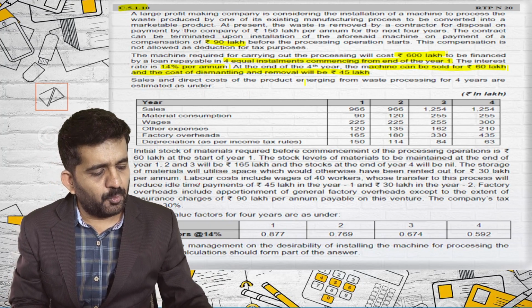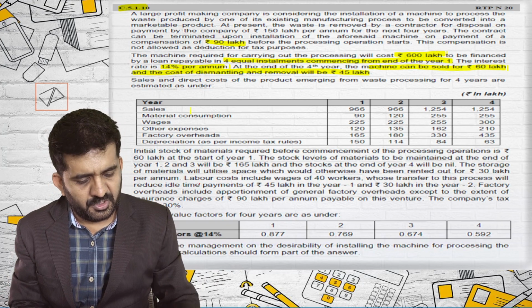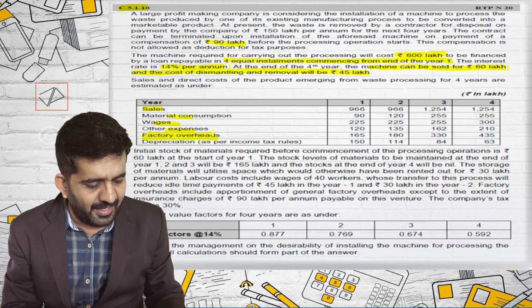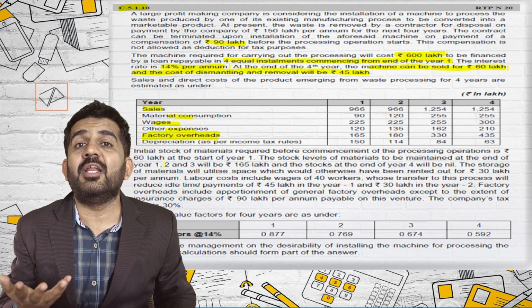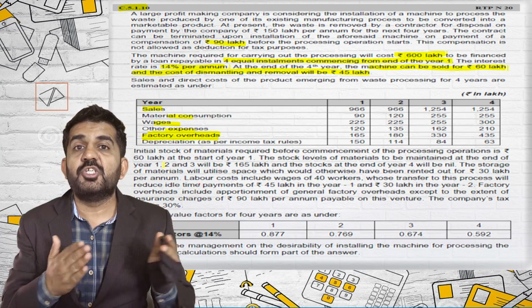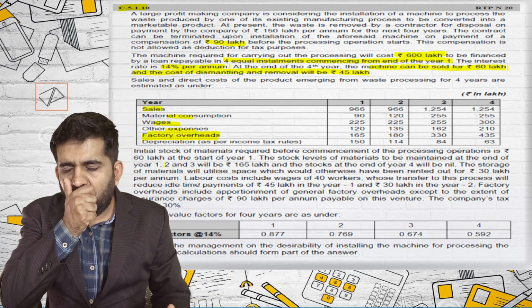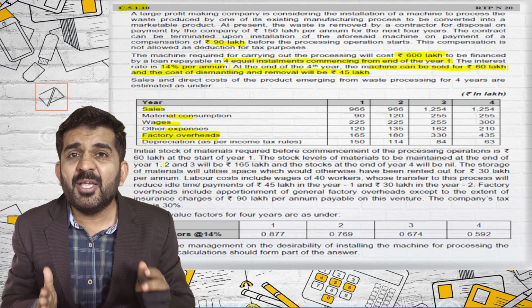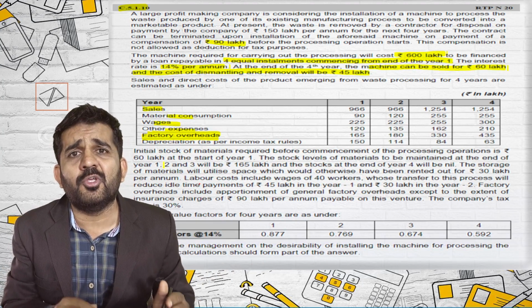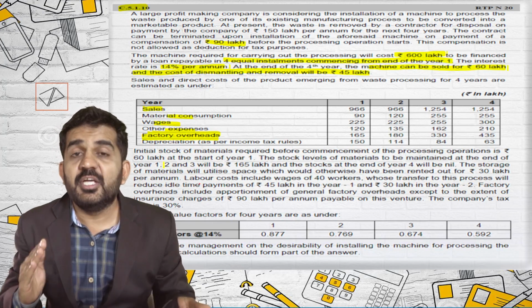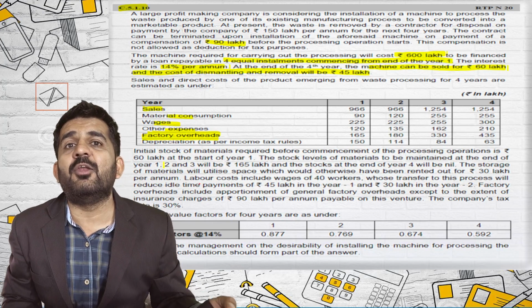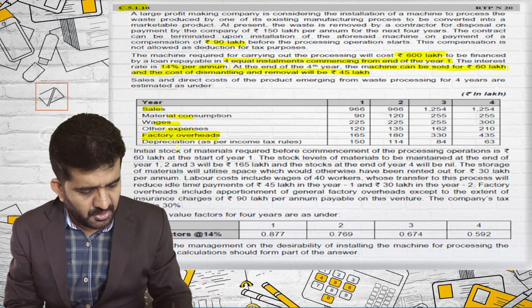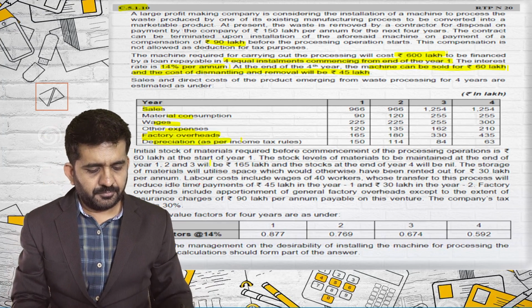Sales and direct cost of the product emerging from the waste of the process for the 4 years are as under. So sales is given, material consumption, wages, other expense, factory overhead. Now what are the overheads? It is the total expenditure of the company, which is distributed to all the departments. Normally, understand, in decision making, overheads are irrelevant costs, because whether you start this unit or not, your overall expenditure is going to remain the same. It is head office expenditure which is just allocated to this product. So normally overhead expenditure should not be considered for the purpose of decision making. Even they have given us depreciation.